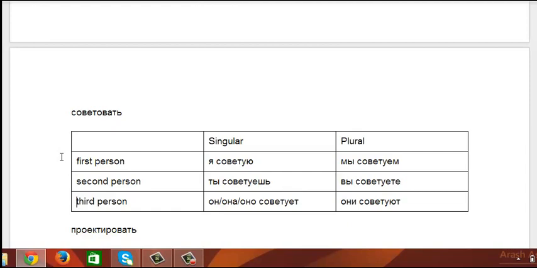This is easy to forget, this change that happens from the infinitive to the conjugated part. So don't forget this. Повторите. Советовать. Я советую. Ты советуешь. Он советует. Мы советуем. Вы советуете. Они советуют.